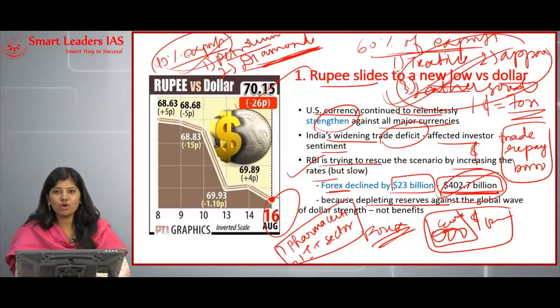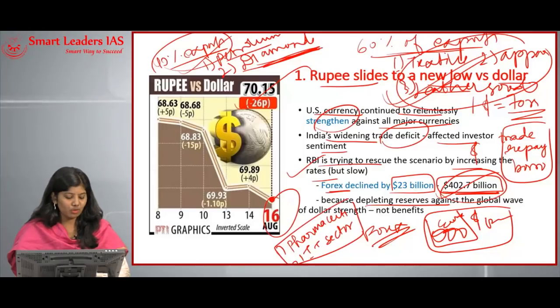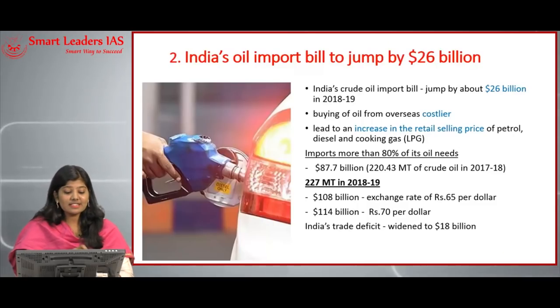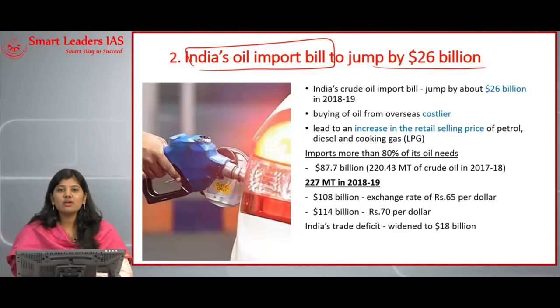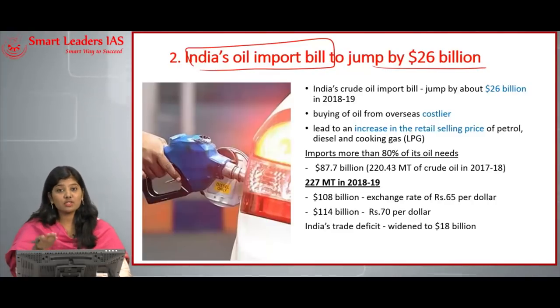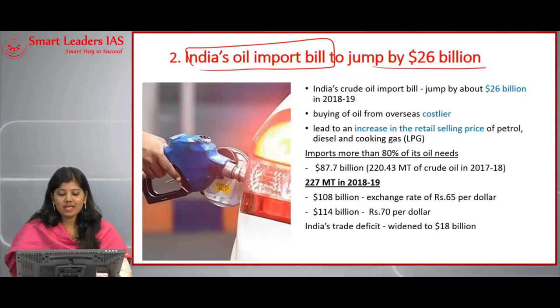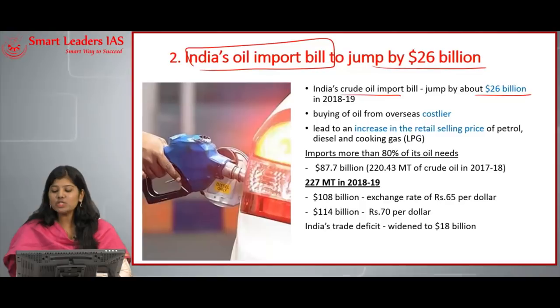So now we have seen the exports. Let us see the imports. The second article is India's oil import bill to jump by $26 billion. What this article suggests is that because of the Turkish lira depreciation, all other emerging market currencies are getting depreciated. Our currency is also getting depreciated, which makes $1 equal to nearly 70 rupees. Because of that, India's crude oil import bill has jumped by $26 billion.